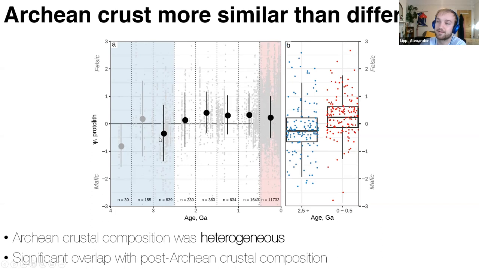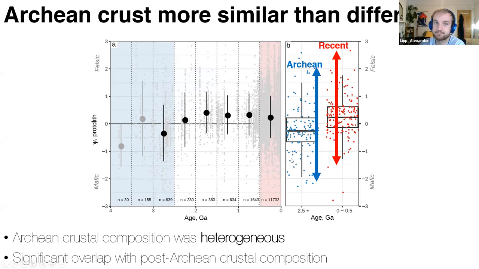In particular, I think it's interesting that if we take a sample of Archean sediments, shown here in blue, the diversity of different samples is pretty similar to that of the present day. So whilst the central tendencies are certainly different, there's a significant overlap, which to me says that the Archean crust is probably not that much different to the present day crust, just on average slightly more mafic.